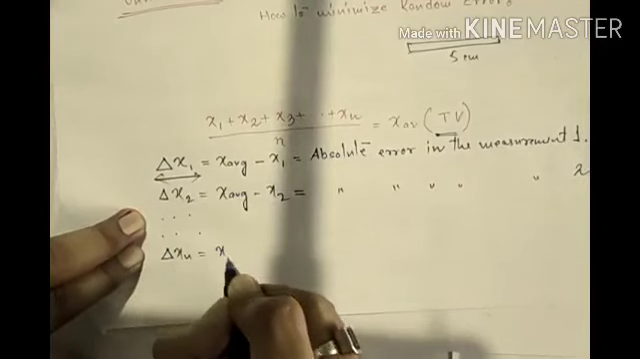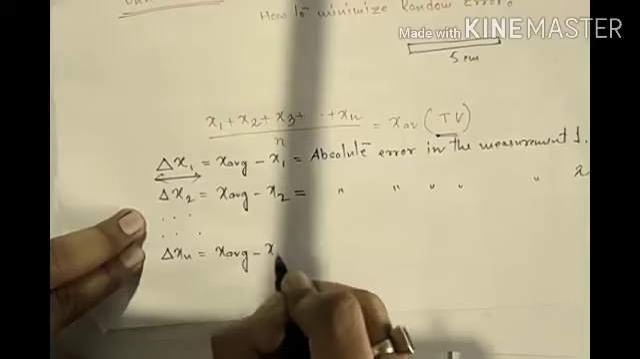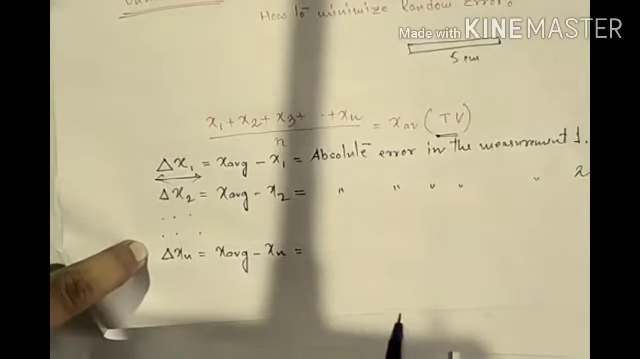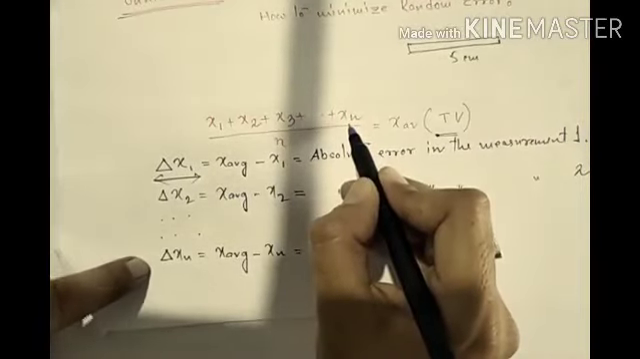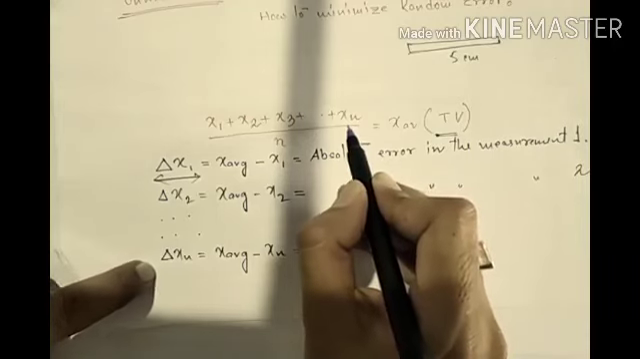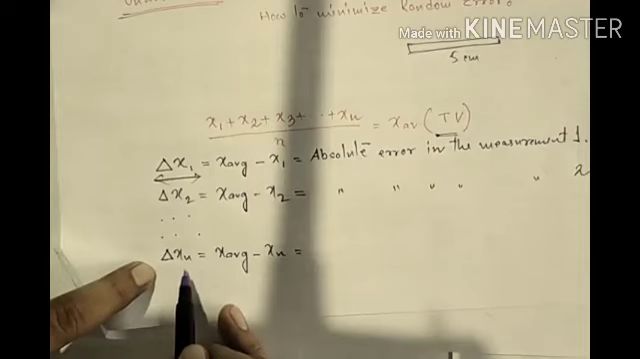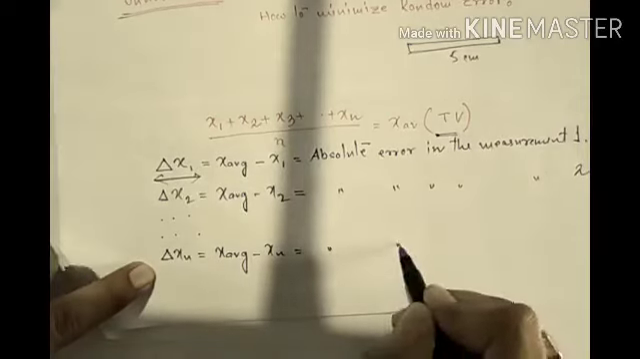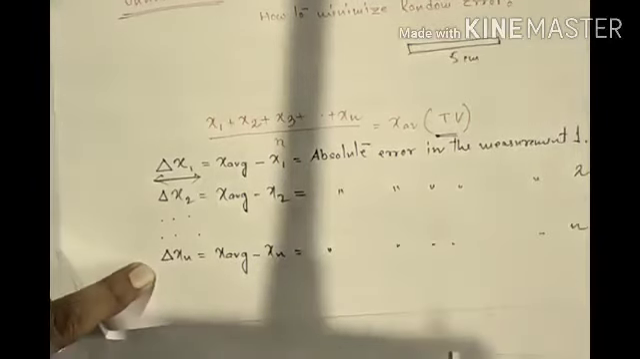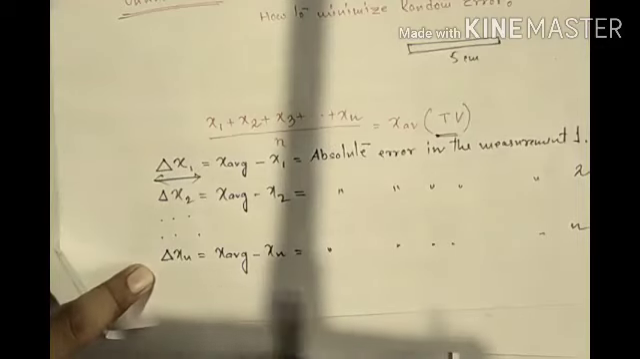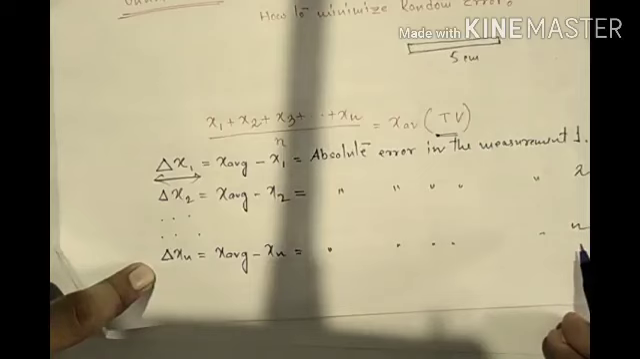Delta xn will be x average minus xn, meaning during the nth observation when I obtained the result xn, the mistake that I committed due to unknown reason is nothing but delta xn. So this is the absolute error in the measurement n, the amount of error that I committed during my nth observation.